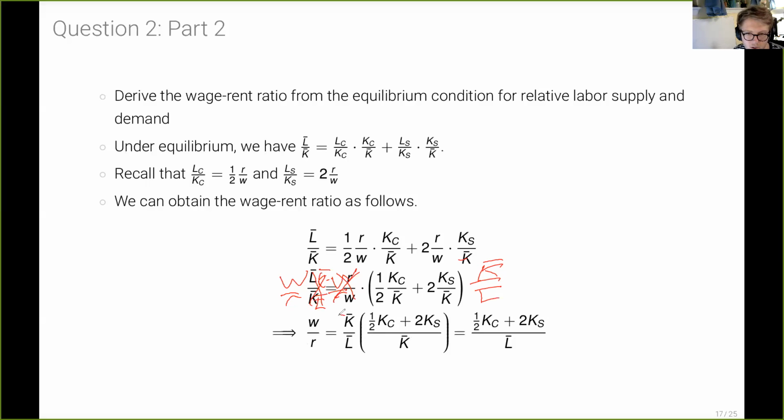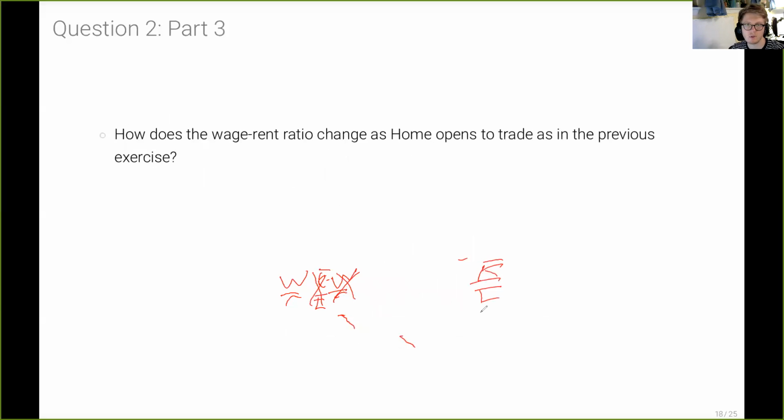The next thing I can note here is that there's a K bar and a K bar there, so I can just cancel them out and then move this L bar inside. And so this tells me that the wage to rent ratio, W over R, is going to be given by 1/2 KC plus 2 KS all over L bar. And so in part 3, we're going to be asked how this ratio W over R is going to change as home opens up to trade.